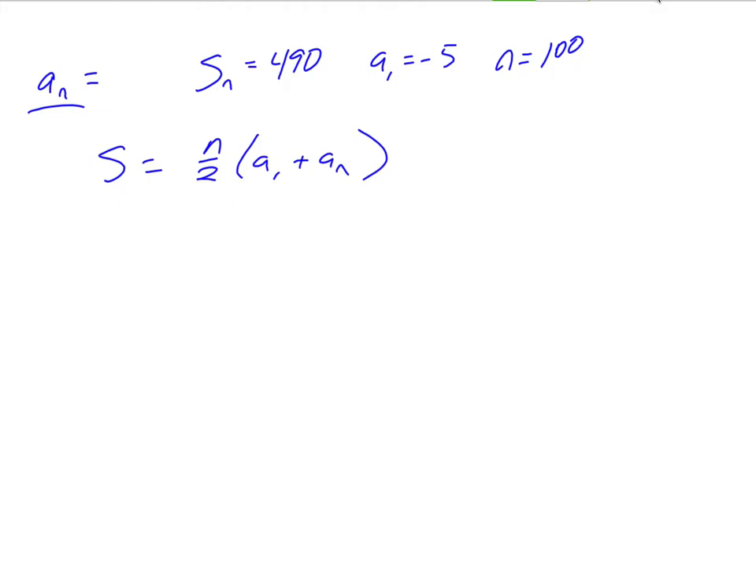So there's the formula. Now all I have to do is put in what they have given me and then solve for what they want me to solve for. So S is 490, n is 100, a sub 1 is -5, a sub n is what I'm looking for. So I just plugged in the information.